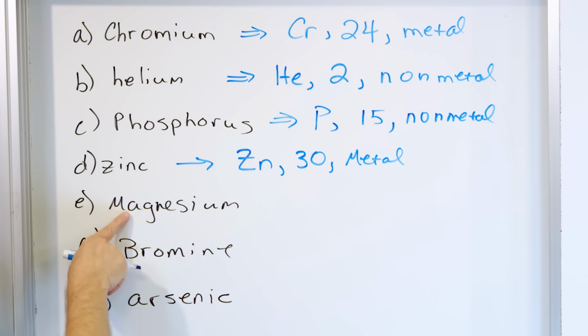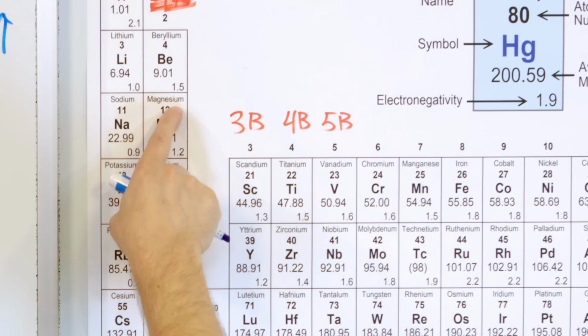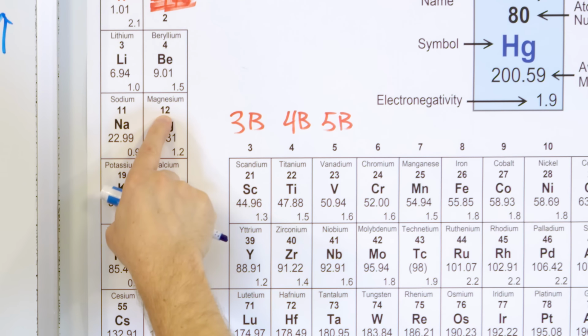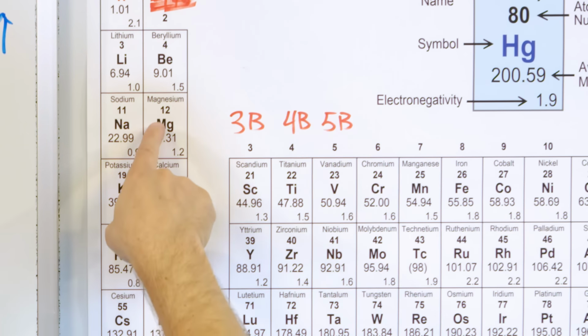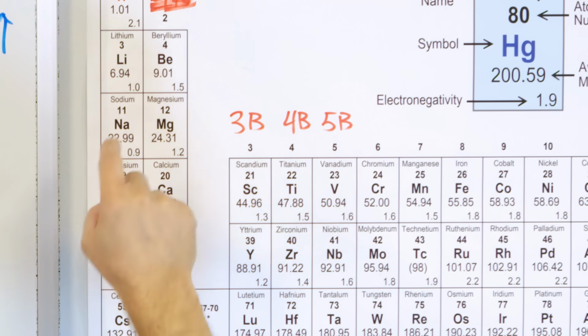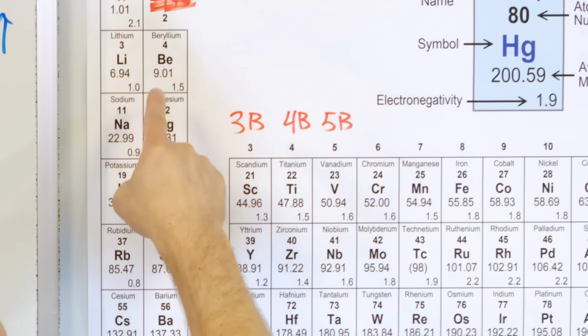All right, what about magnesium? Magnesium is right here. Mg is the symbol. Atomic number is 12. Now, bonus question. How many protons does it have? 12. How many electrons does it have? 12 electrons. And does it like to gain or lose electrons in chemical reactions? It likes to lose electrons.